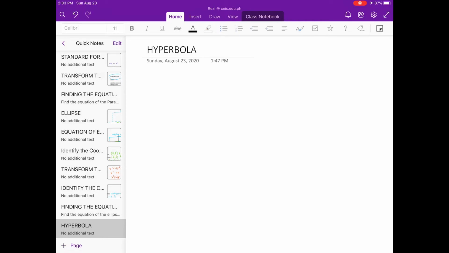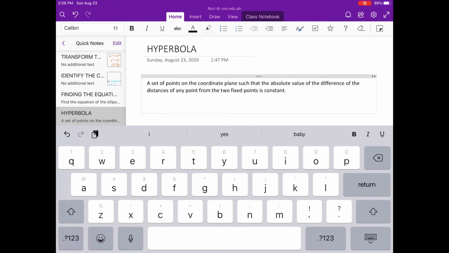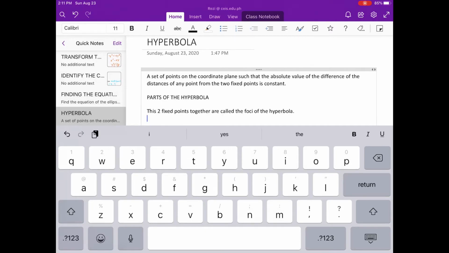Now let's have the definition of the hyperbola. It is a set of points on the coordinate plane such that the absolute value of the difference of the distances of any point from two fixed points is constant. To analyze this further, we need the different parts of the hyperbola. Let's have the first part. These two fixed points together are called the foci of the hyperbola. So let's draw.